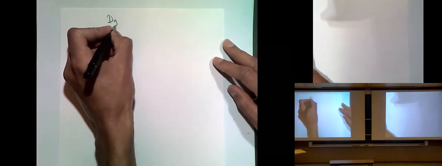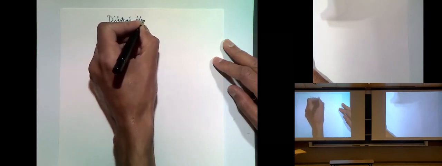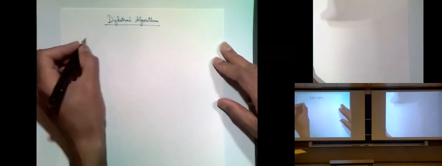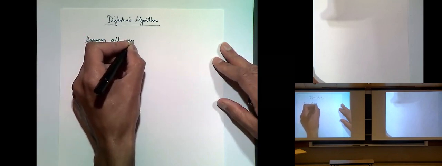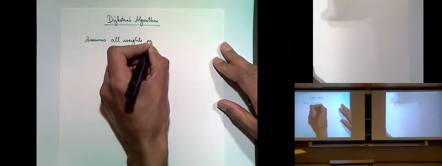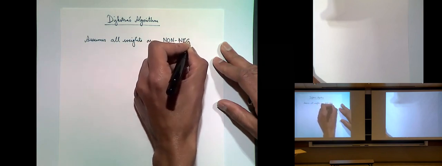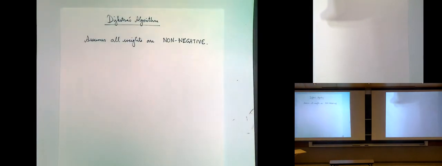So what about Dijkstra's algorithm? So Dijkstra's algorithm assumes that all weights are non-negative. Okay, so just to be clear, when weights are negative, shortest paths can still be defined. When there's a negative weight cycle, then shortest paths cannot be defined.